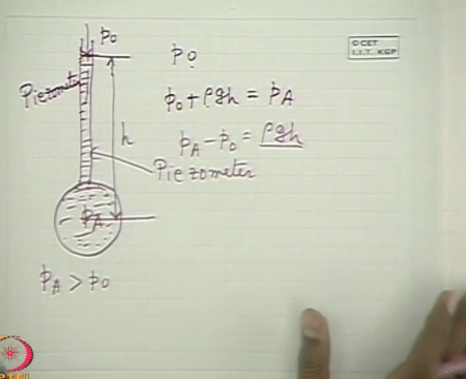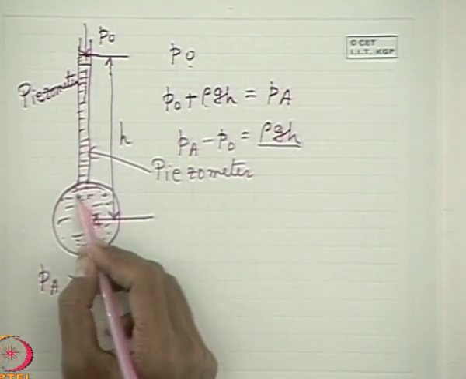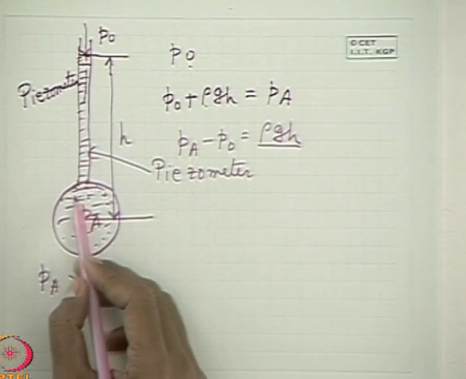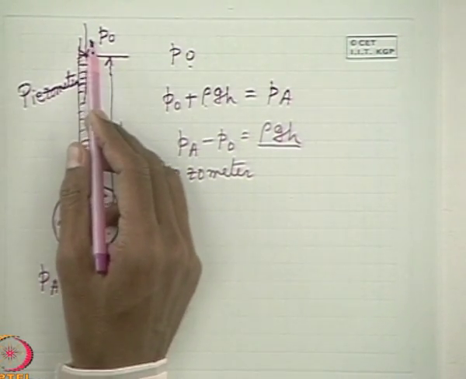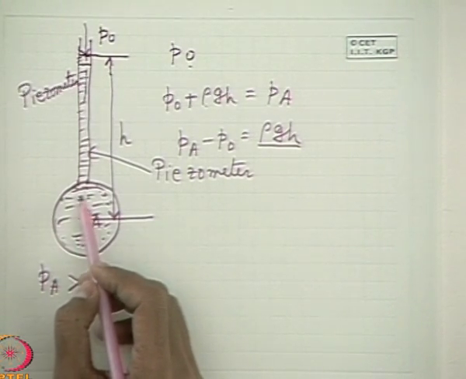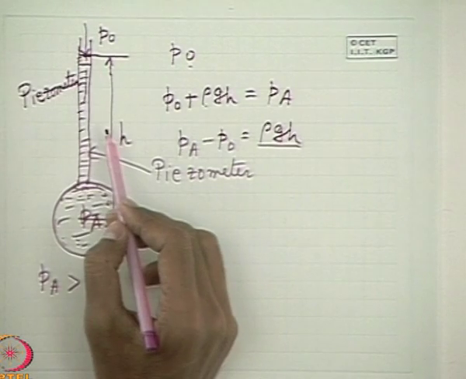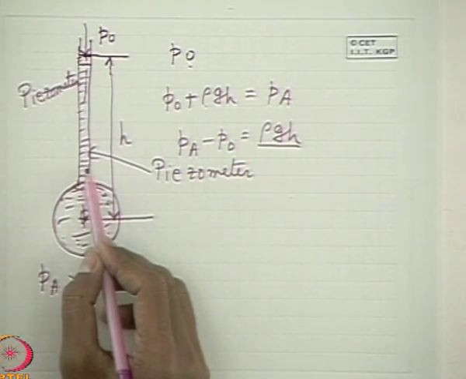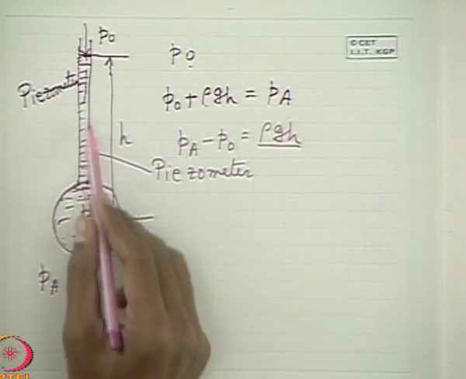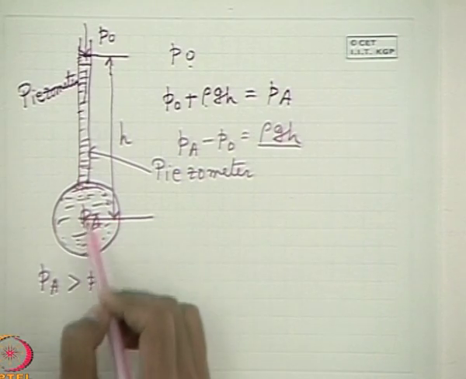But we see that it is not always possible to have a piezometric tube to measure the pressure of a system, because of two things. First, if the pressure is very high, we may have to have a liquid column whose height is very high and which is very difficult to read. Similarly, if the pressure is very low, then the height of the liquid column will be very small, because the same liquid will go up. About the density of this liquid we have no control; it is fixed.